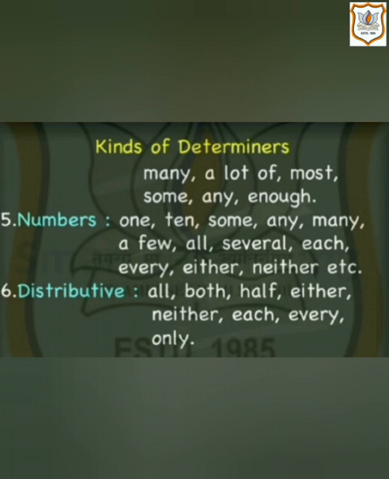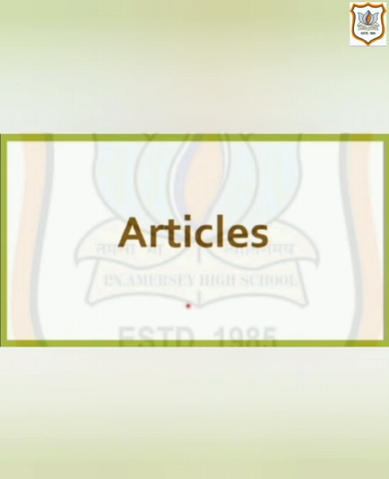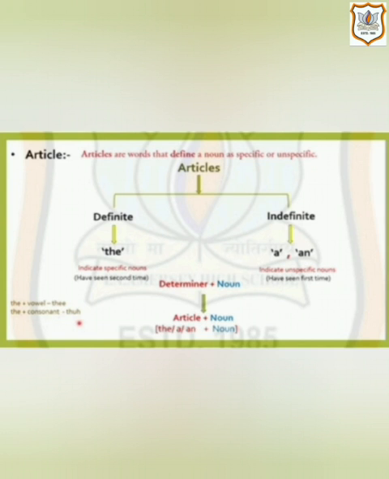Children, either, neither, we can pronounce "either, neither" also as "either, neither." Both are correct. Children, don't get confused with the determiners. I'll explain in detail. The first one is articles. Articles are words that define a noun as specific or unspecific. For specific, we use "the." For unspecific, we use "a" or "an." Determiner plus noun means article plus noun.